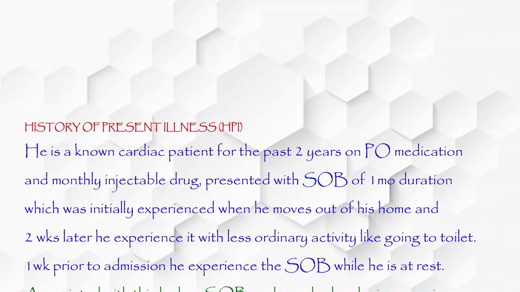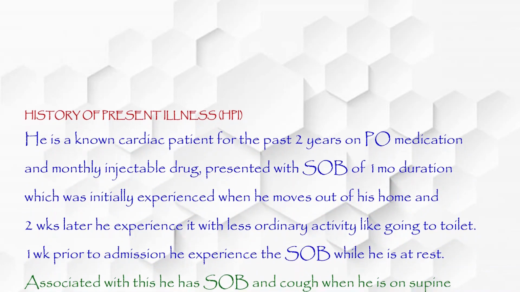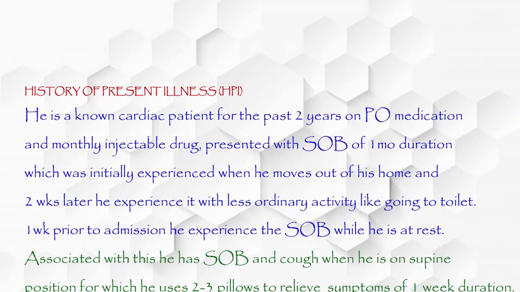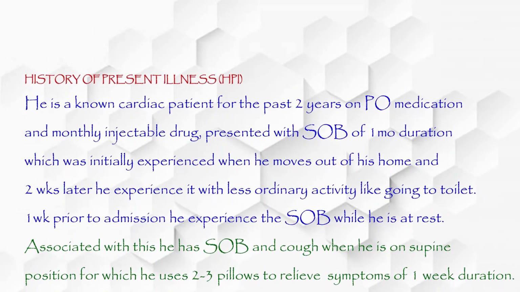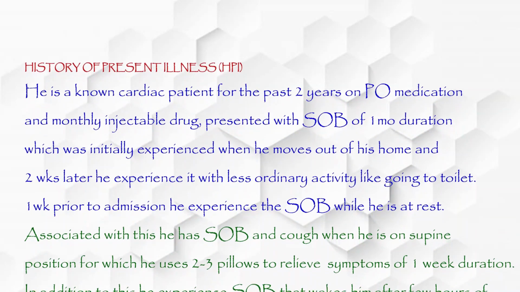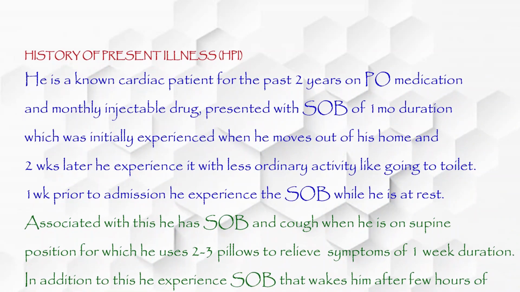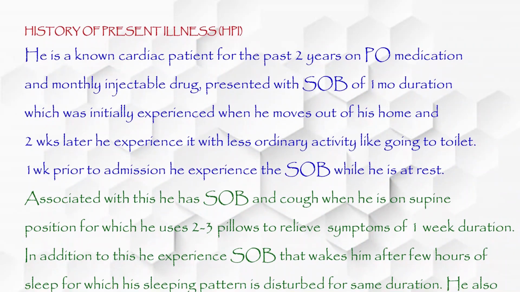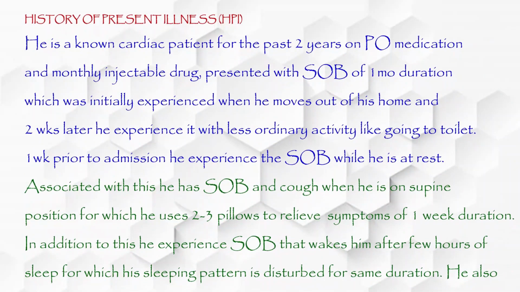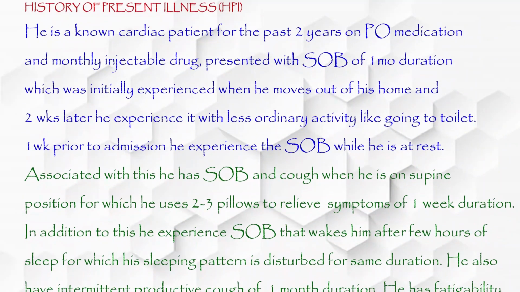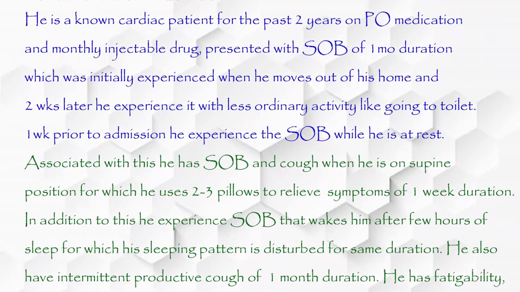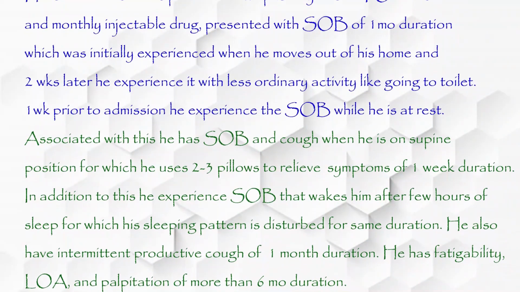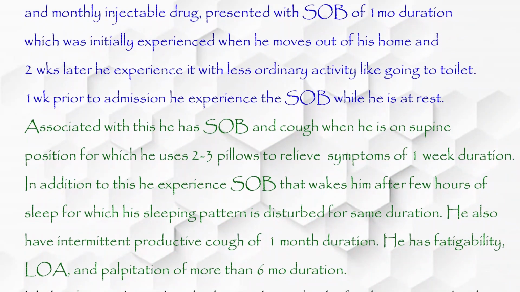After elaboration of the chief complaint, we will proceed with elaboration of the associated or additional symptoms. So we will continue like this. Associated with this, he experienced shortness of breath and cough when he is in a sleeping position, for which he uses 2 up to 3 pillows to relieve symptoms of the same duration. In addition to this, he experienced shortness of breath that wakes him after a few hours of sleep, for which his sleeping pattern is disturbed for the same duration. He also has intermittent productive cough of 1 month duration. He has fatigability, loss of appetite, and palpitation of more than 6 months duration.